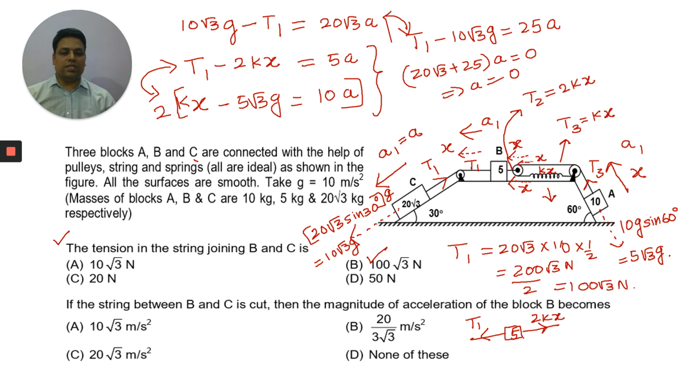Now it was at rest. That means T1 bar plus, let's say this is T2, 2kx, let us call it T2. T1 bar plus T2 bar is 0. I'll do it in the next page. So T1 bar plus T2 bar is 0. That's the net force. But now T1 bar is absent. Only T2 bar is present. Therefore, the unbalanced force would become T2 bar.